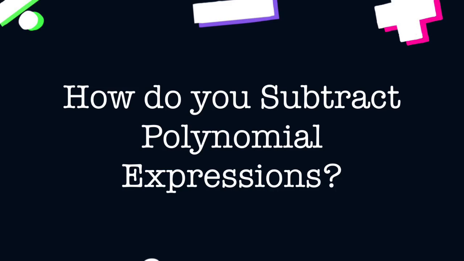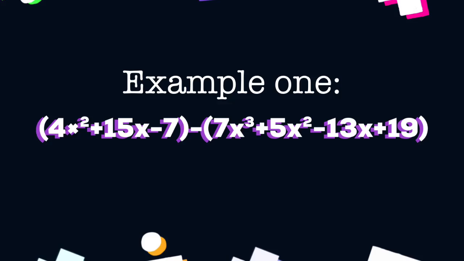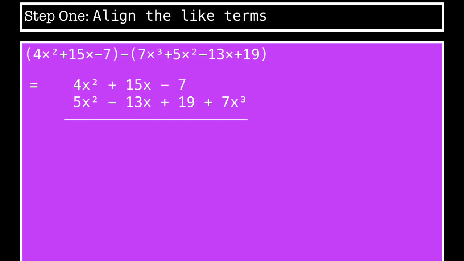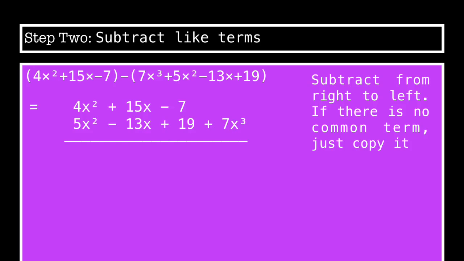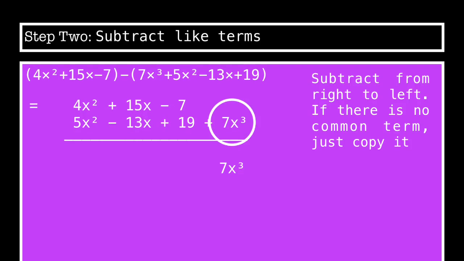On to the first example. So first, we will subtract these expressions using the vertical method. The first step is to align all like terms vertically. Subtract from right to left. If there is no common term, just copy it.